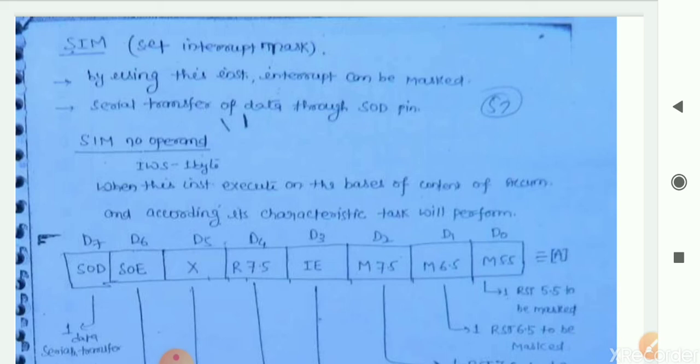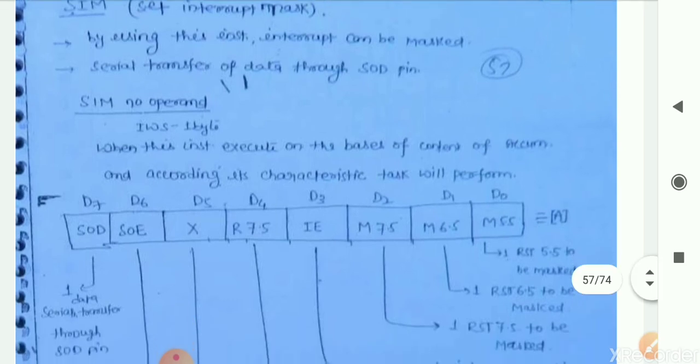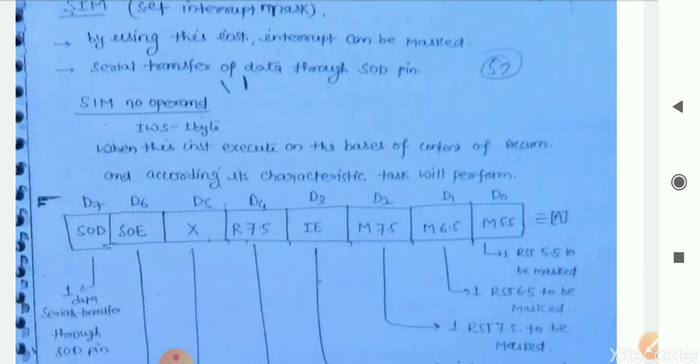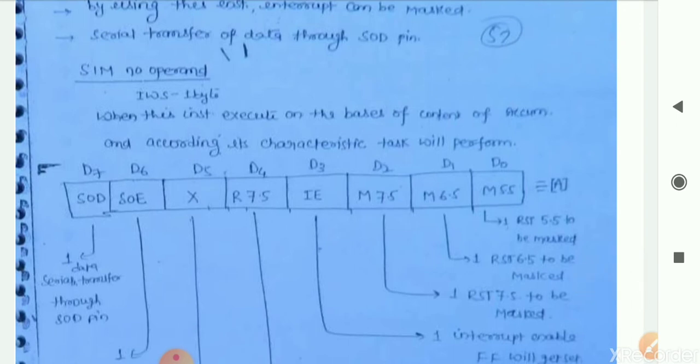We have five hardware interrupts, out of which TRAP is unmaskable, so we cannot mask the TRAP interrupt. There are other interrupts: 7.5, 6.5 and 5.5. If the D0 bit of the accumulator is set and we include the SIM instruction, that means RST 5.5 is to be masked. If there is any incoming interrupt RST 5.5, it can be masked.